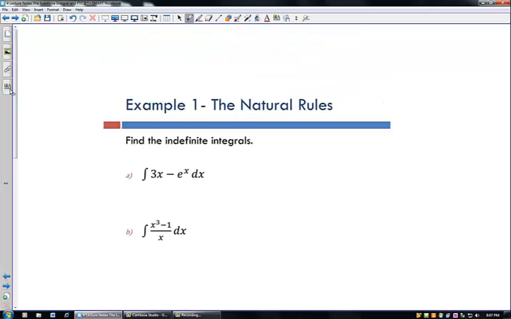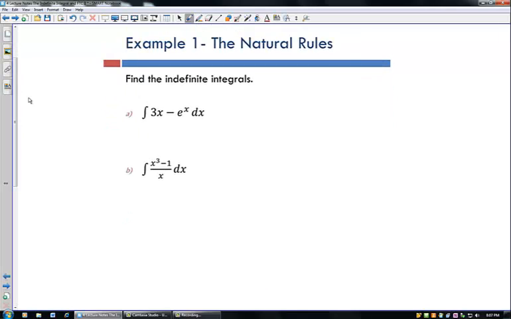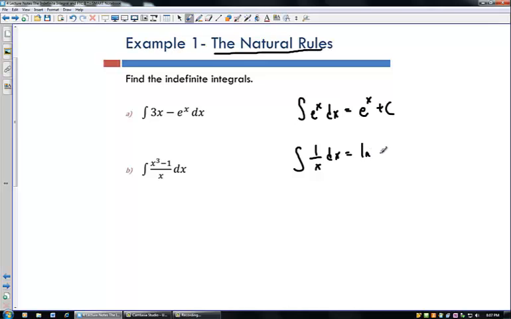And so here's our first example. We want to integrate these two functions. And the natural rules, and you can look at your sheet here, there's two of them. The first one we just did, the integral of e to the x dx, and that's equal to e to the x plus c. And then we have the rule, the integral of 1 over x dx. And here you have to be a little bit careful. I want to say, okay, do you know a function whose derivative is 1 over x? And of course, hopefully you say ln of x, then plus c.